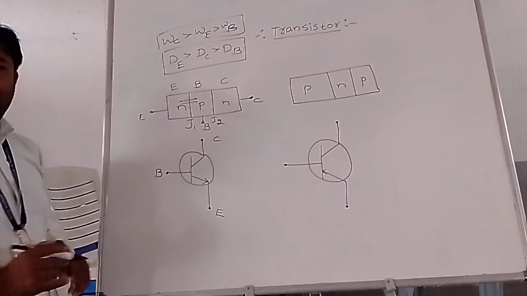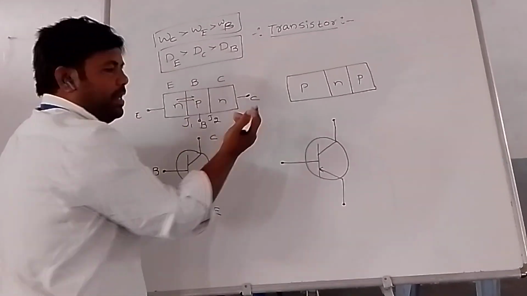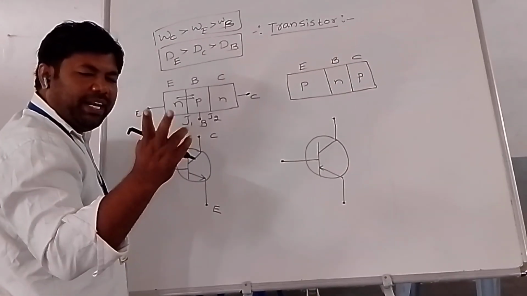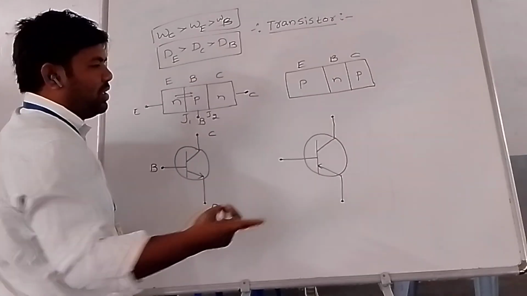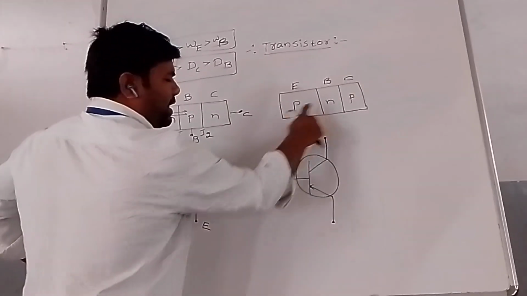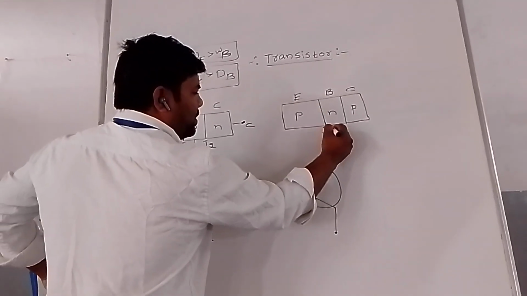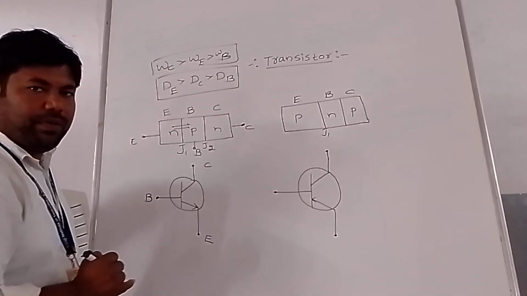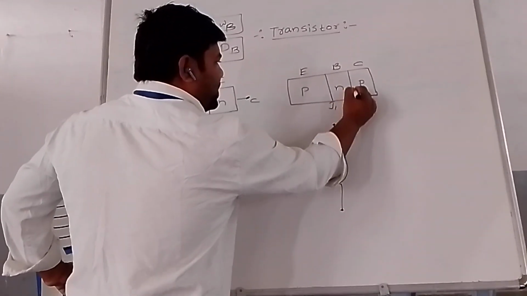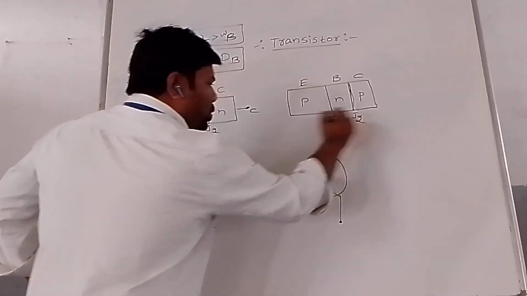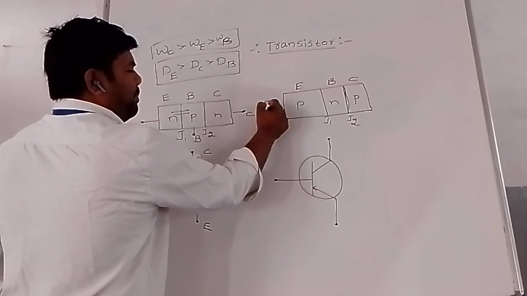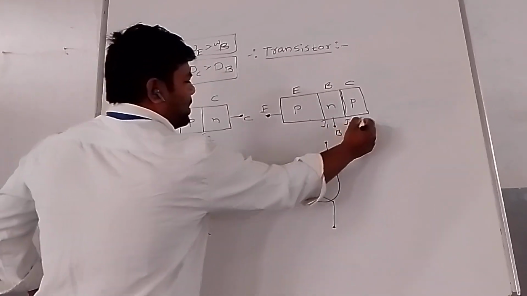Same as PNP also. So PNP also has 3 terminals, that is emitter, base, and collector. If 2 materials are joined, we call it a junction. 2 materials, first one P and second one N material. These 2 materials joined, we call it one junction. This one is the first junction, junction 1. In the same way, another 2 materials are joined, we call it another junction. This we call junction 2. Same, it has 3 elements, that is emitter, base, and third one is the collector.